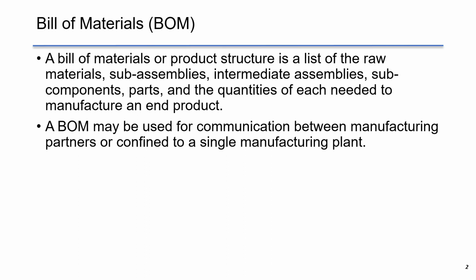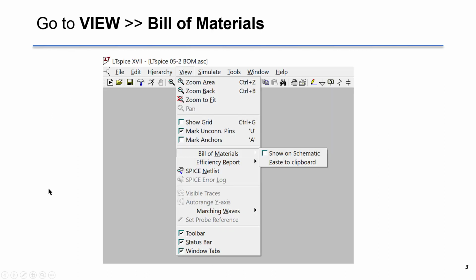It is usually generated using the circuit schematic capture and PCB layout softwares such as Allegro, OrCAD, PADS, Altium Designers, etc. Also, BOM can be generated using LTspice schematic. So let's open a schematic in LTspice. We go to View and go to Bill of Materials.